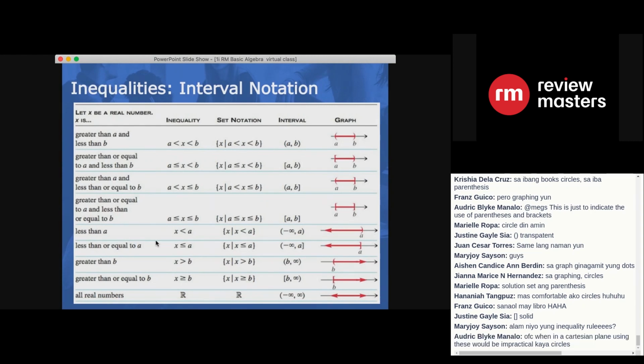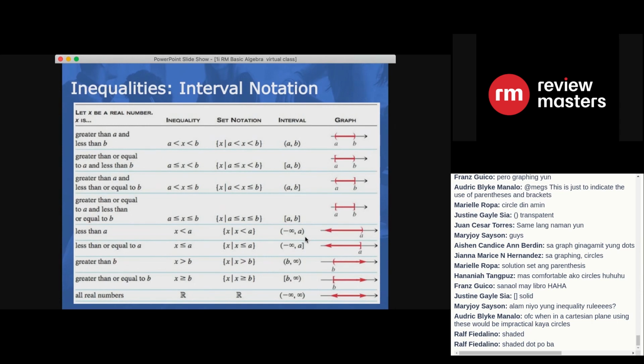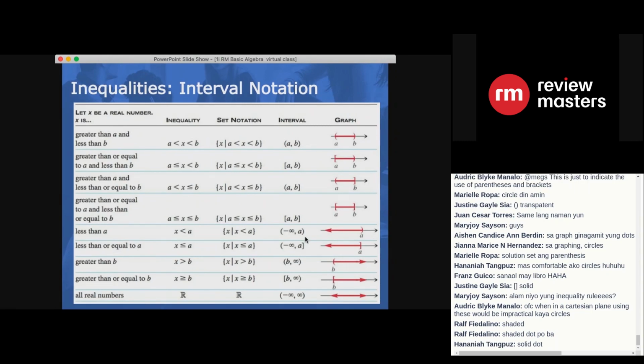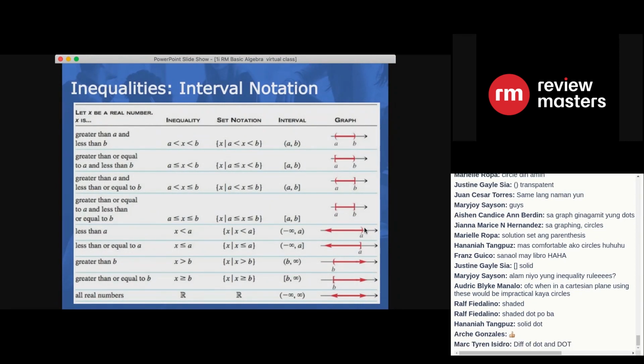Okay. X is less than A. So meaning, galing from negative infinity to A. A is still not part of the solution. And infinity, both positive and negative, hindi natin malalaman ang last number. So it should always be a parenthesis. So basta infinity, pareho siyang parenthesis. Okay? So here, negative infinity going there to A, which is not part of the solution.